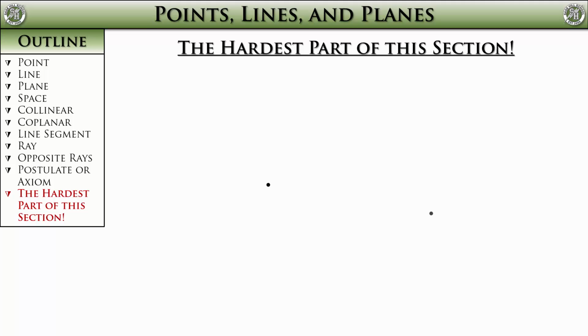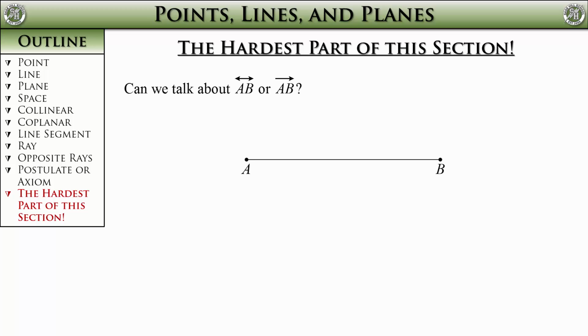Here are 2 points, but you have to be able to go beyond what you see and know that these points actually have no size. Are they collinear? Yep. Even though there isn't a line drawn there, they are still collinear. That's going beyond what you see. Here I have line segment AB, but can we also talk about line AB or ray AB? Do those exist? Sure. Even though they aren't actually drawn in, we know exactly where they are and what they would look like. We can absolutely talk about them. That's going beyond the picture.